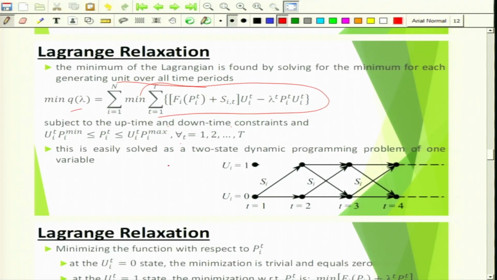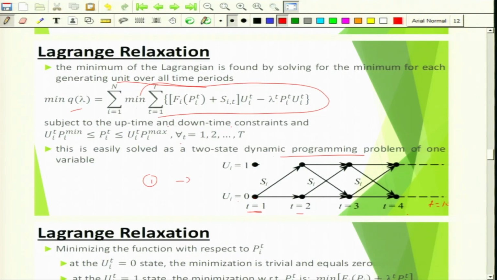This is easily solved as a two-state dynamic programming problem for one variable. Now you have to solve only one specific generator, and you should do it for all the generators. For each generator, the problem will be a dynamic programming problem. In the sense, for all time you need to obtain the best possible combination, that means whether the generator should be either 0 or 1. Let us say we are dealing with one generator, generator number 1, from time interval 1 to, let us say, the 10th interval. You need to find the best possible combination of this generator, whether it should be in the 0 state or the on state, right?